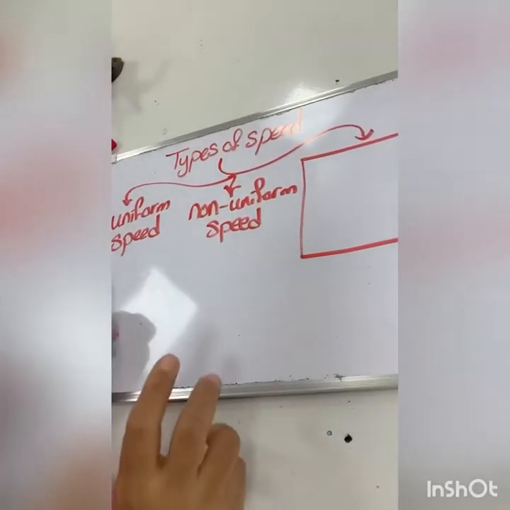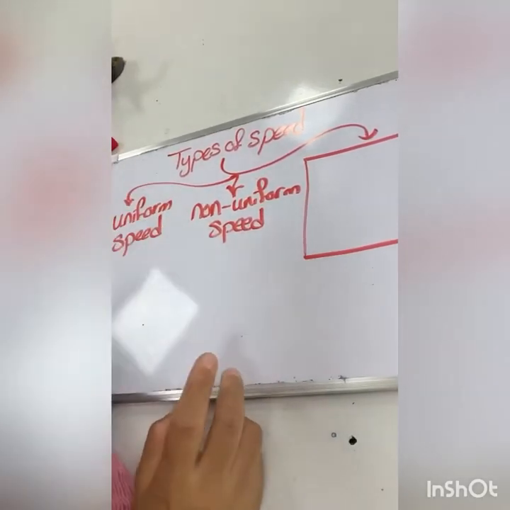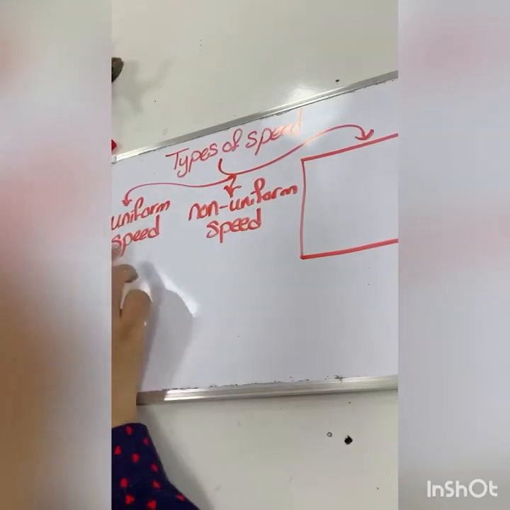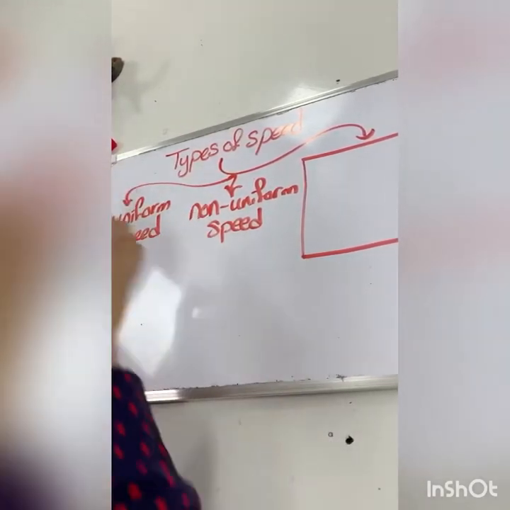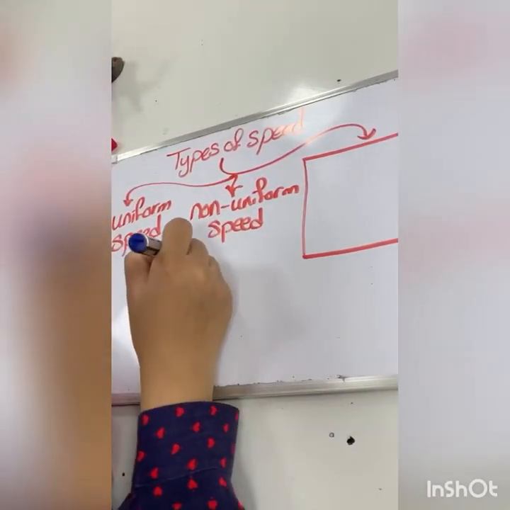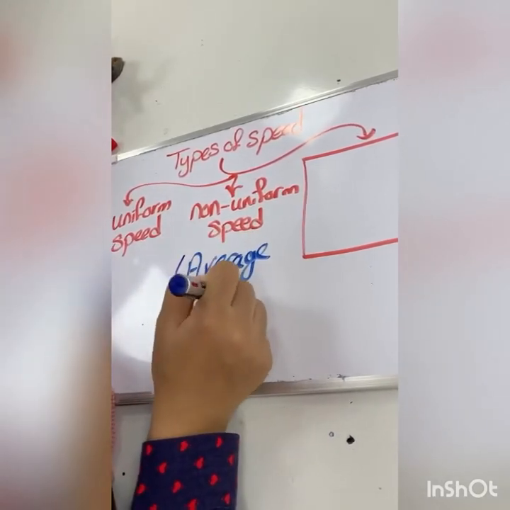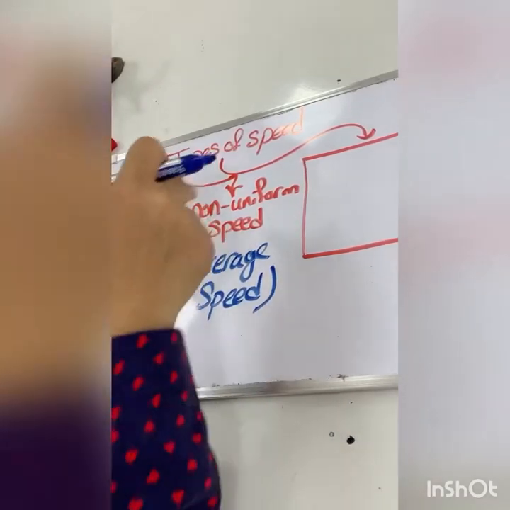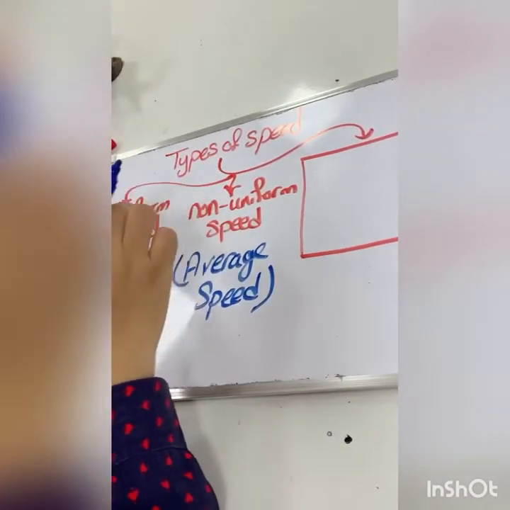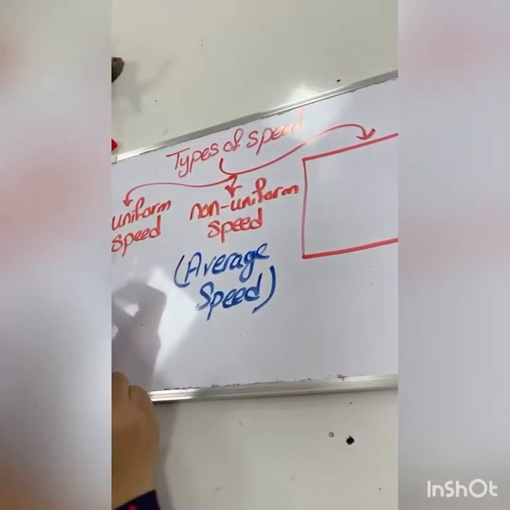We said before that there are three types of speed. We studied uniform speed, and then we studied non-uniform speed, and under it average speed, which is part of the non-uniform speed. Can you tell me the difference between the uniform and the non-uniform speed?